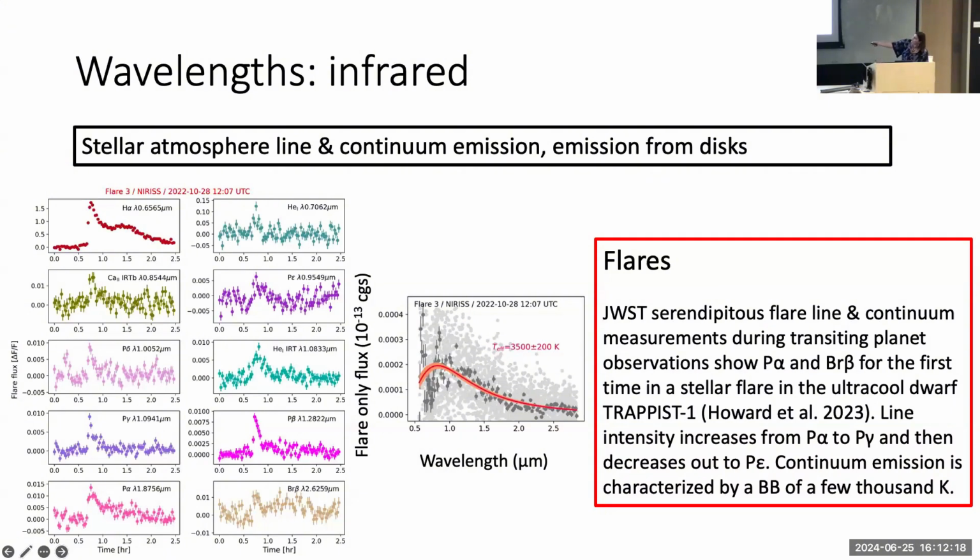You can see the profiles of the flares at these different wavelengths. There was also some continuum emission, which fit with a black body, and you get a fairly low black body temperature of a few thousand Kelvin. So this is telling us about line and continuum emission from lower in the atmosphere of the star. If you happen to be looking at a star that has a dusty disk around it, you can also see that in the infrared, but I didn't have an example to show you.